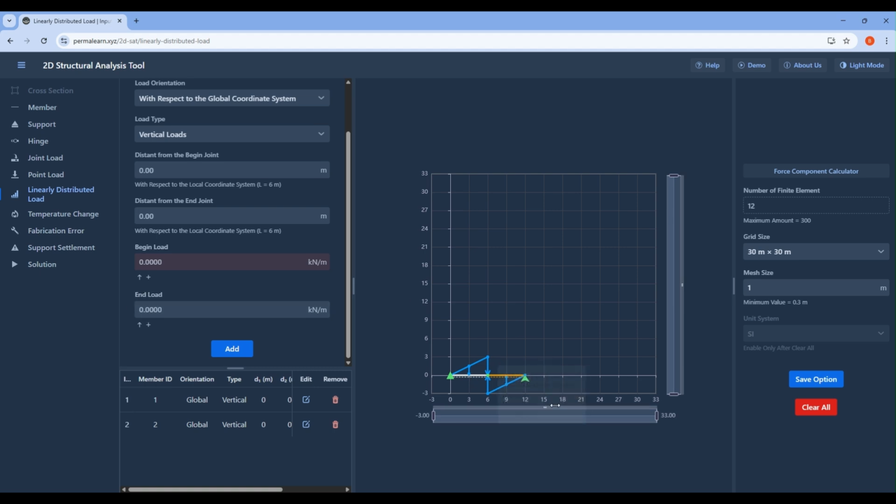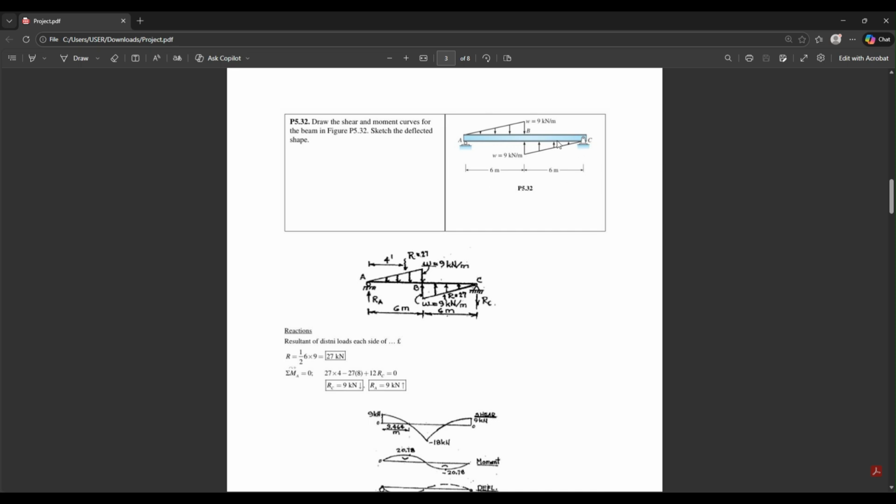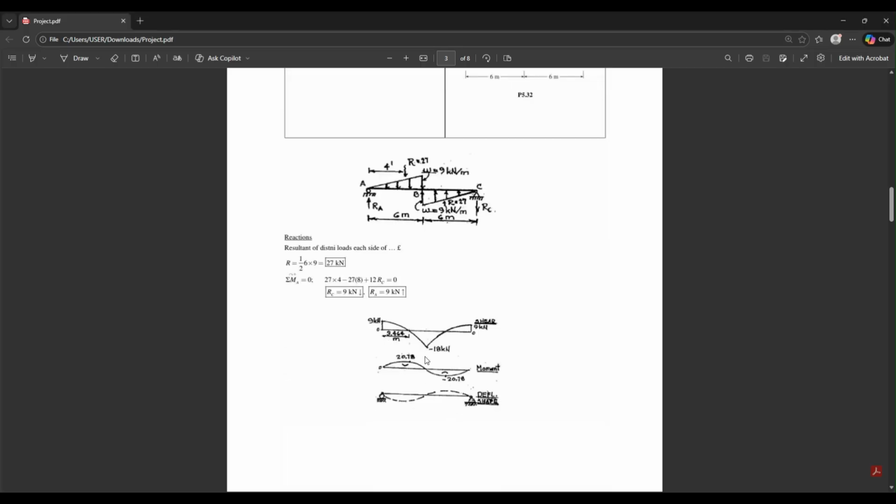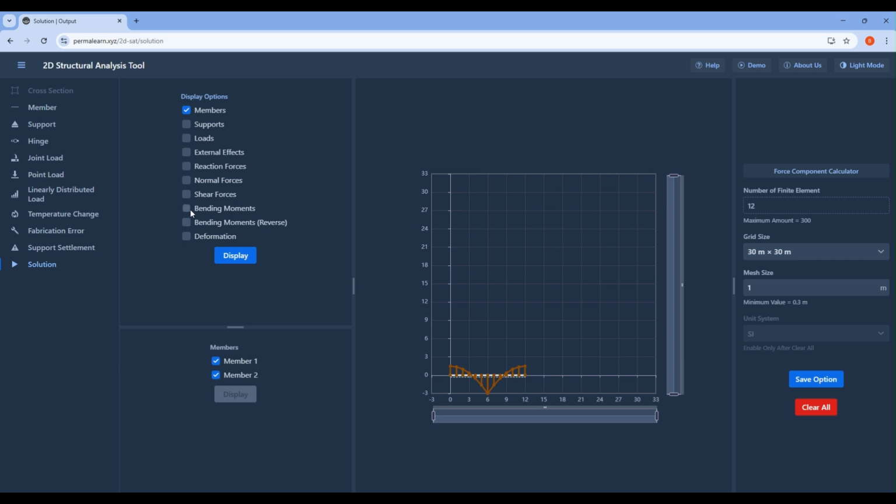After this, we already put all the force and the support. So we can jump to the solution and click just the shear force diagram. As you can see here, the maximum shear here is -18 and 9. So here 9, -18 and 9. So it's the same as the manual solution book. And now let's move on to bending moment.